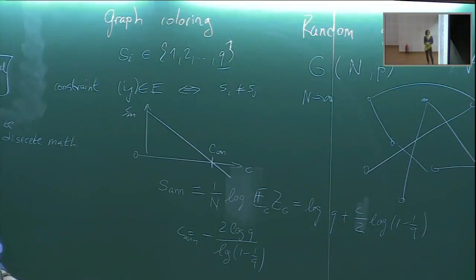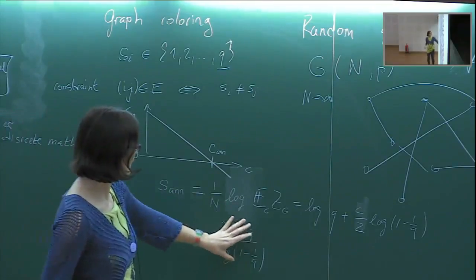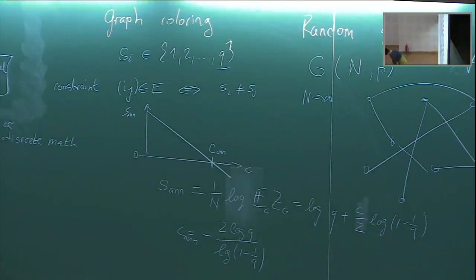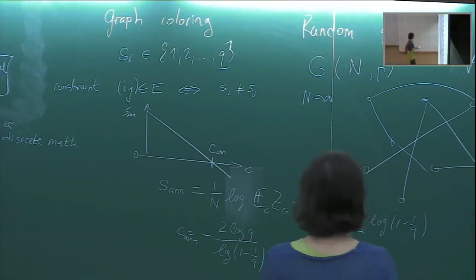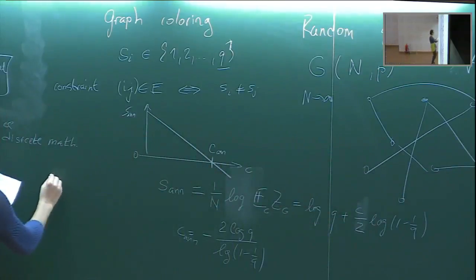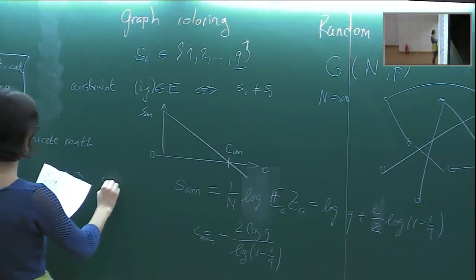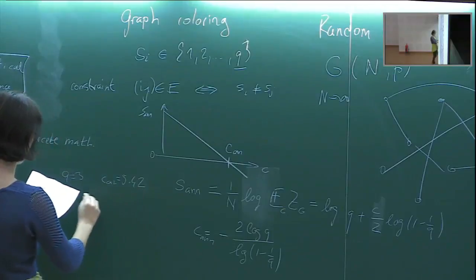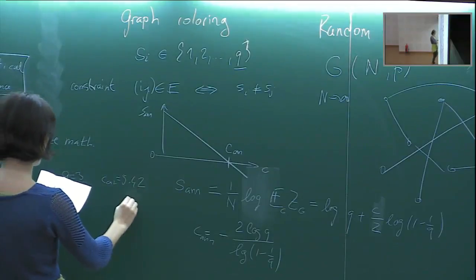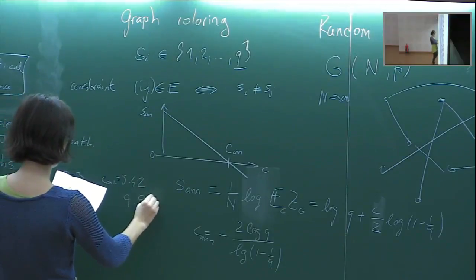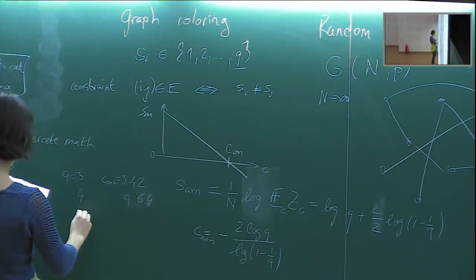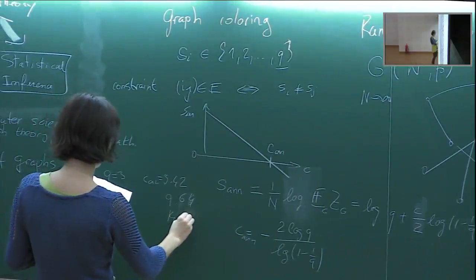Okay, so what does this mean? For a q that is a constant, c will be some constant. I wrote some numbers here about what it is. For instance, when q is 3, the c annealed is something like 5.42. When q is 4, so with 4 colors, the c annealed is something like 9.64. And when it's 5, it's something like 14.4.